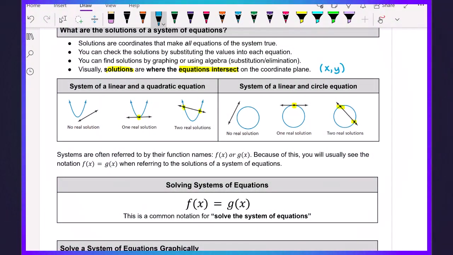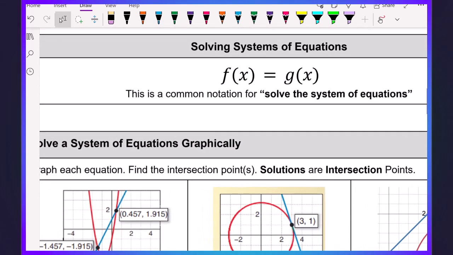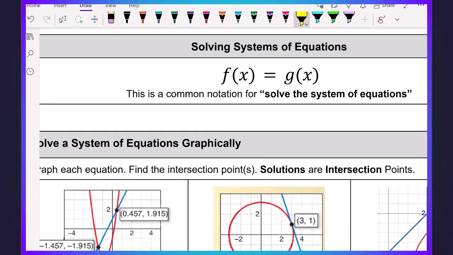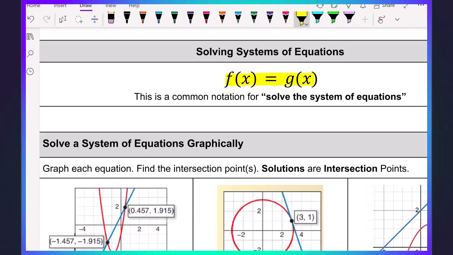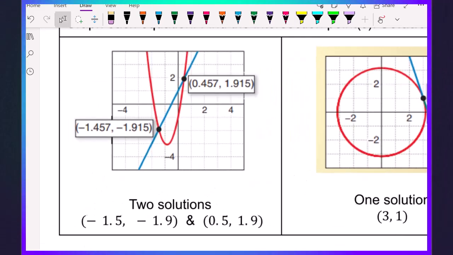So a common notation for solving a system of equations is going to look like this. If it's written in function notation form, it'll say something like f of x is equal to g of x. Solve the system. Or it may not even say solve the system. It'll just say find where f of x is equal to g of x. It's just another way of saying solve, find where they intersect each other. So let's take a look at three examples.